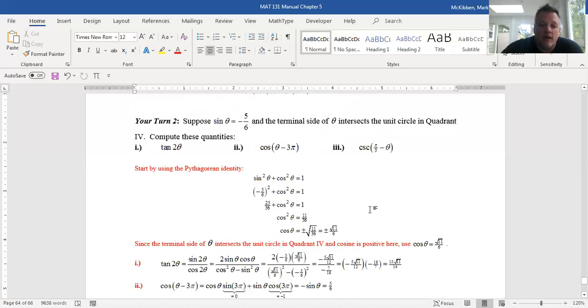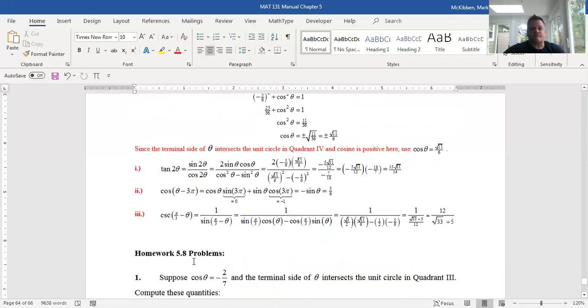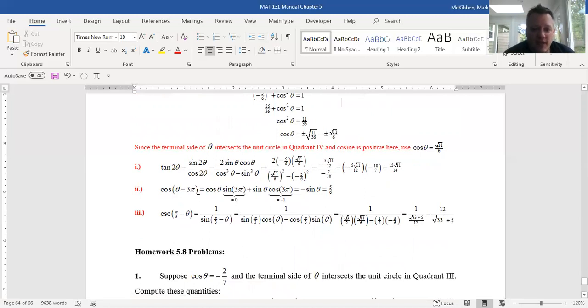All right, so now if I want to compute tangent of 2 theta, by definition, tangent of 2 theta is the sine of 2 theta over the cosine of 2 theta. But I have those two double angle formulas that we just looked at, right? Namely, the top is 2 sine of theta cosine of theta, and the bottom is the difference of those squares.